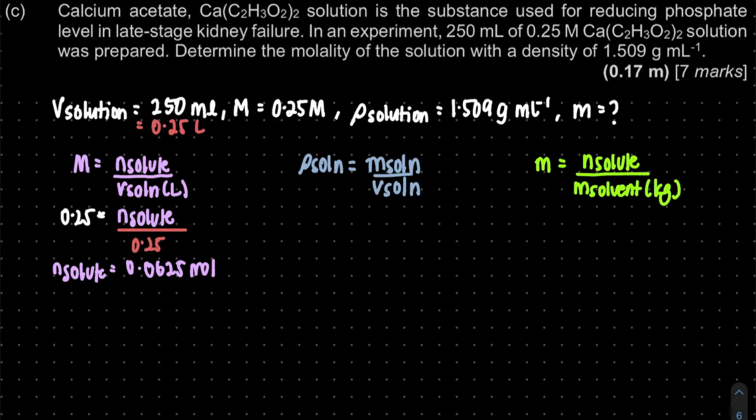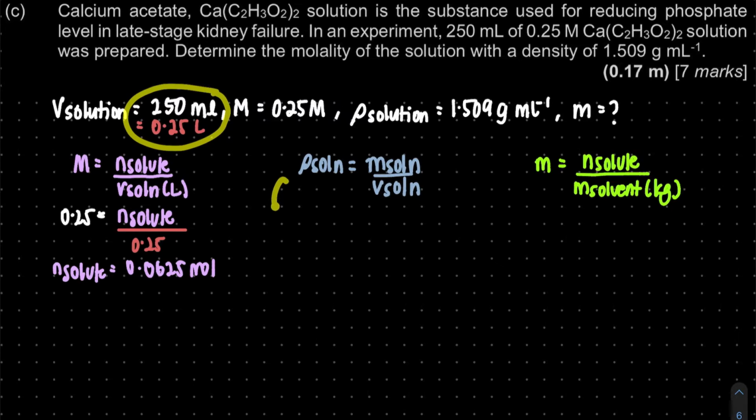So what we're going to find out is how to find the mass of solvent. The density of the solution itself will help us. So how are we going to find out? First, we're going to substitute all the values. Density of solution is this value. Mass of solution is our unknown. Volume of solution is either 250 ml or 0.25.